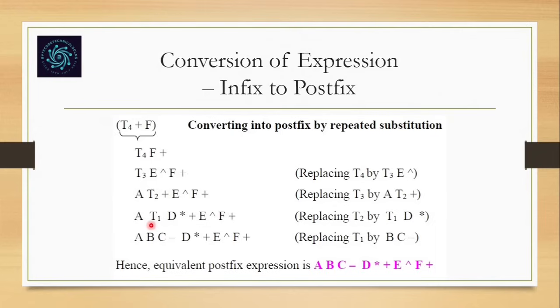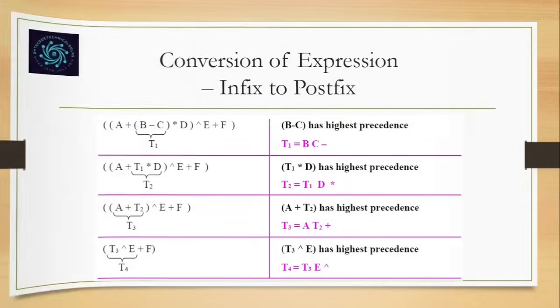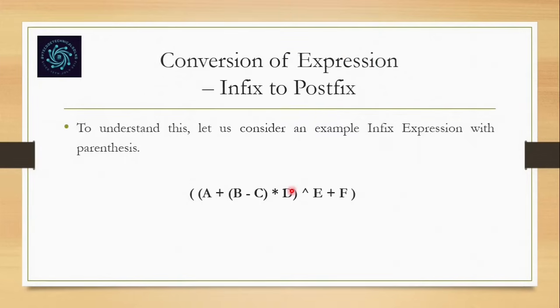And finally we have to substitute the t1 value. So what is the t1 value? BC minus. So finally we get the expression a bc minus d asterisk plus e raised to symbol f plus. This final expression is the equivalent postfix expression that we got from the infix expression. Okay, right.